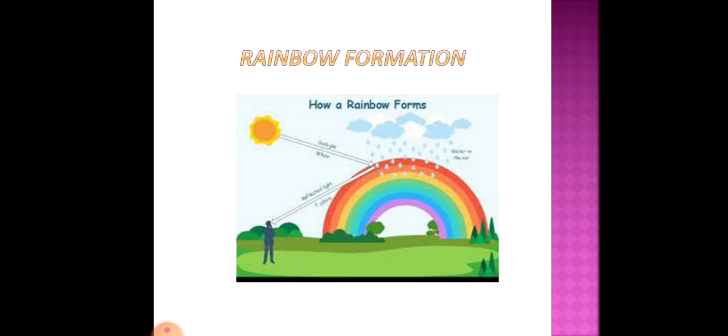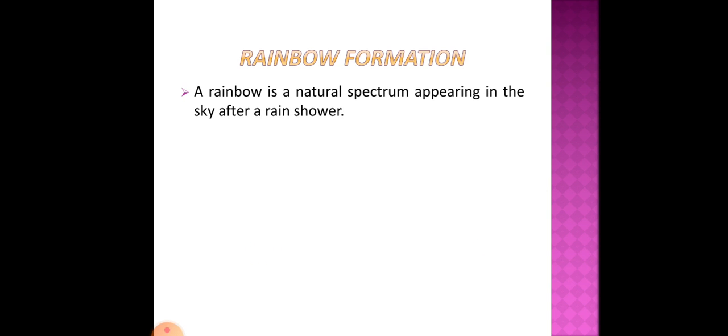What is the relation of a rainbow with rain? We will study that now. A rainbow is a natural spectrum appearing in the sky after a rain shower. So always after rain, this rainbow appears, and this is a spectrum, that means the band of 7 colors.